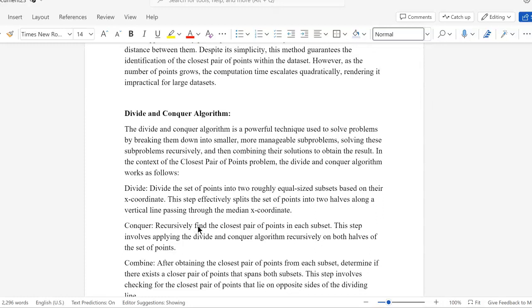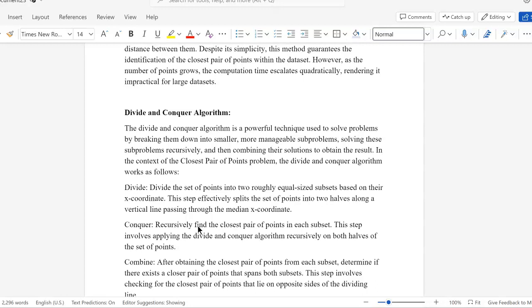And there comes the divide and conquer algorithm. In the divide and conquer algorithm, we follow a specific approach in which we divide the array, we conquer it, and at last we combine it.